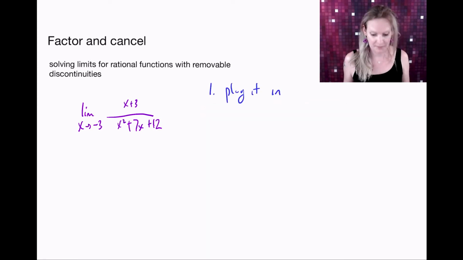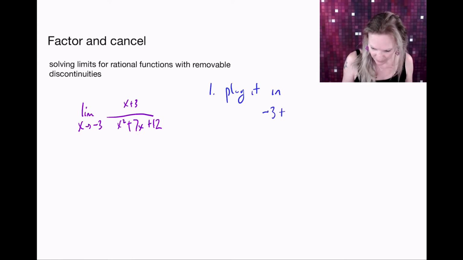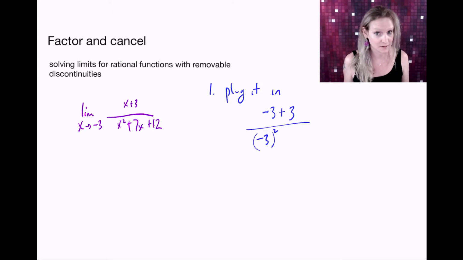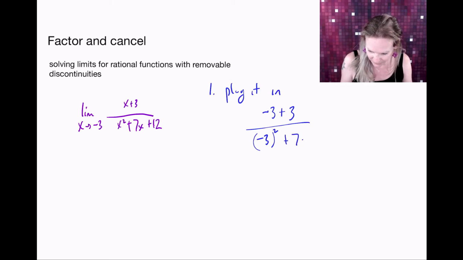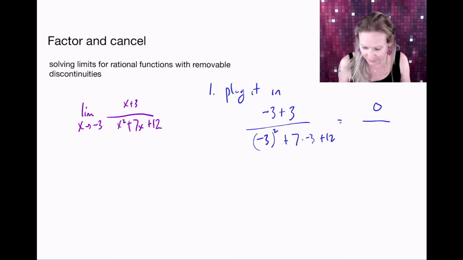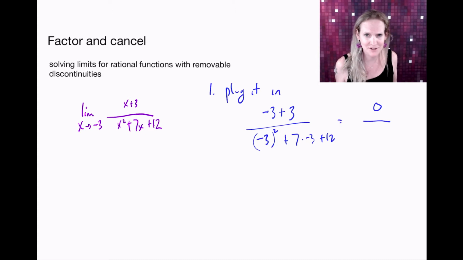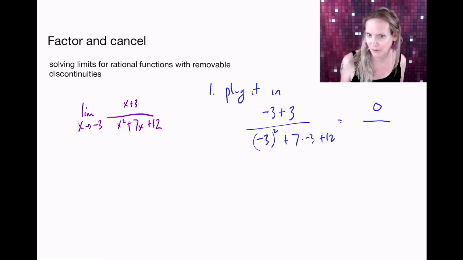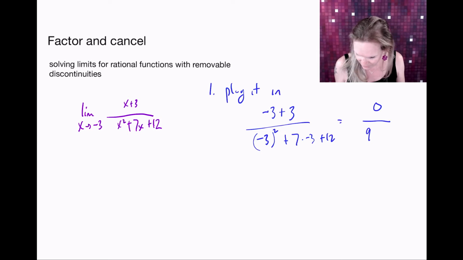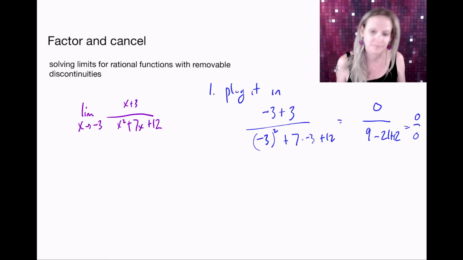So if I plug it in, I'll go -3 plus 3 over (-3) squared. Use those parens to try to keep that minus sign from accidentally escaping to the outside, plus 7 times -3 plus 12. That's equal to, we got a 0. 0 in the numerator isn't necessarily bad. If I also get a 0 in the denominator, it's also not bad. It's just a thing. That means I've got to do something else to figure out what it is. We're going to have 9 minus 21 plus 12 equals 0 over 0.